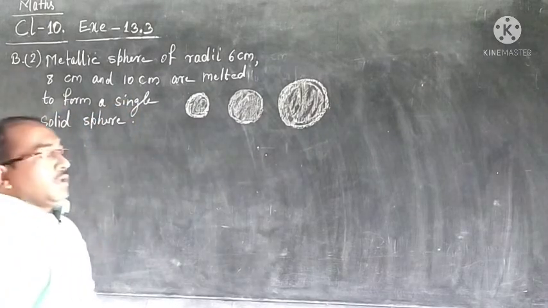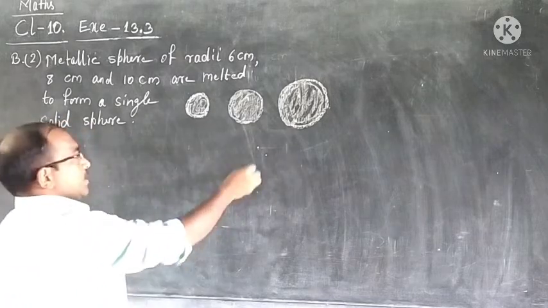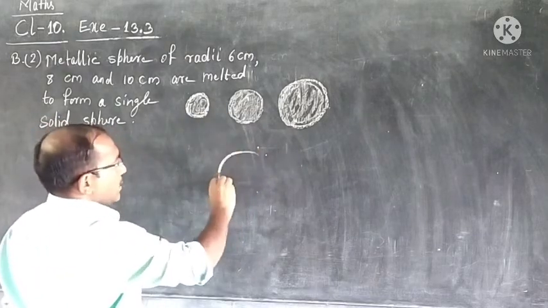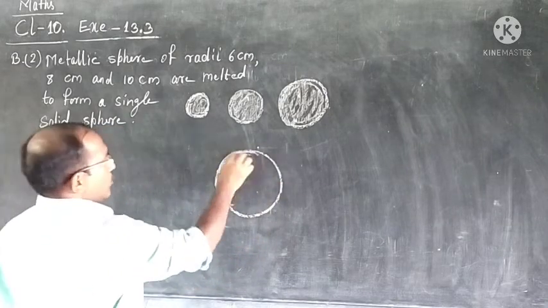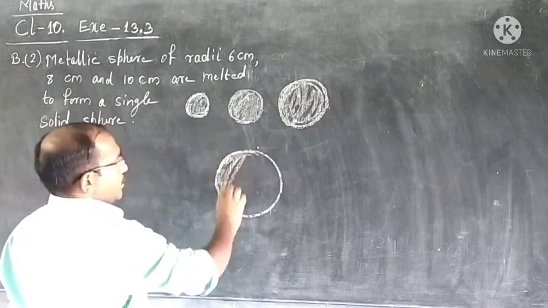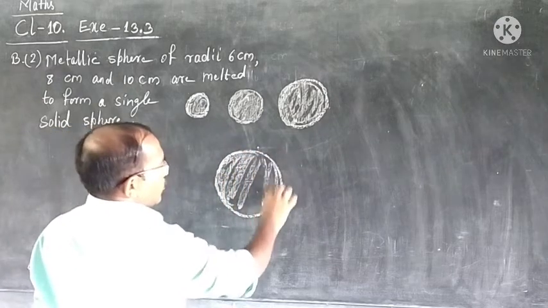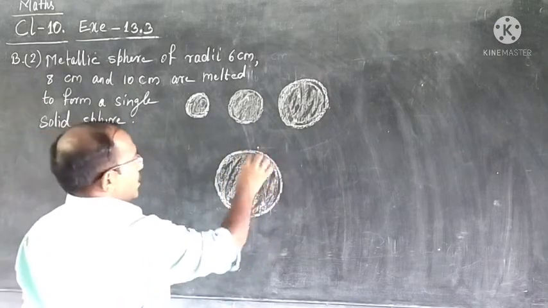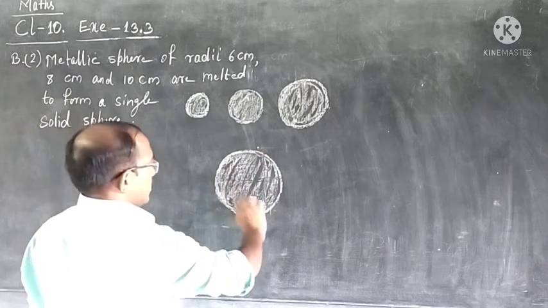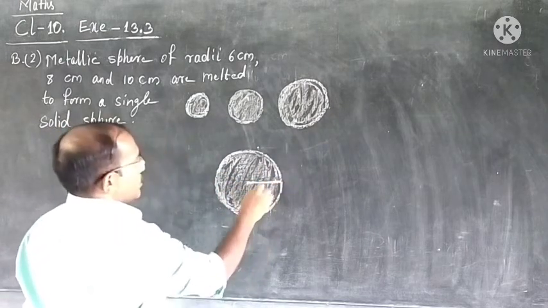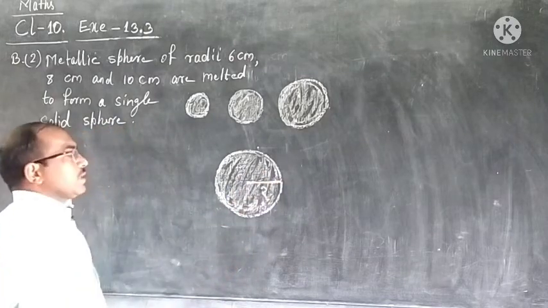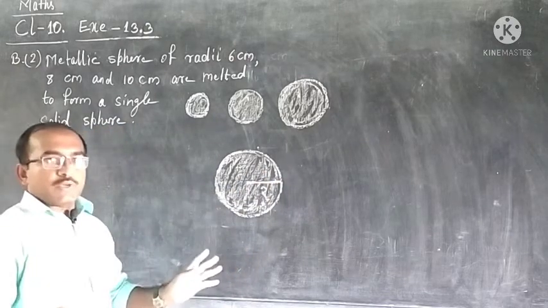What will be the radius of the resulting sphere? So, these 3 we are melting, and whatever amount of metal we obtain, we are making a new sphere. Surely the amount of metal that was in those 3 is all used for making one single sphere. So, this will be the biggest one.